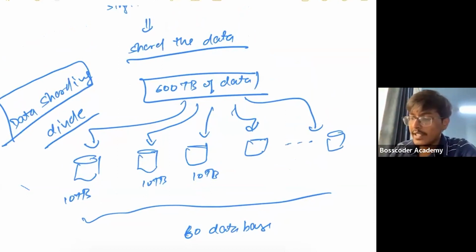Okay. So data sharding is, please be more attentive this time, right? Because we will discuss some key aspects now. Let's say you have 600 terabyte of data. How are you going to divide the data into multiple databases? That is what is known as data sharding. You cannot store 600 terabyte in one database, but you can store it across 60 databases.